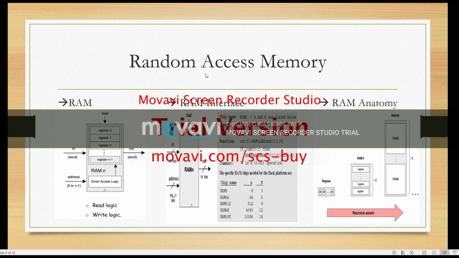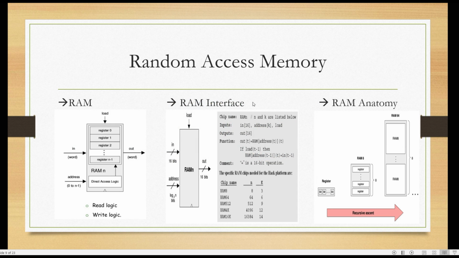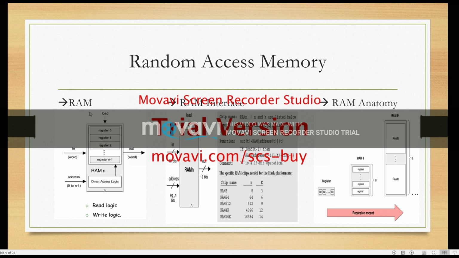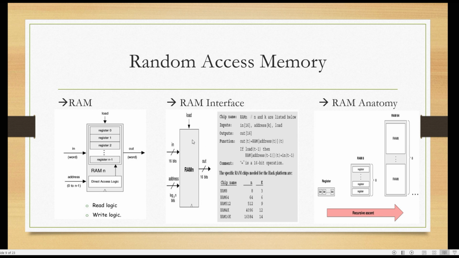Random access memory, or RAM. Here we have the RAM interface, RAM, and RAM anatomy. As we know, RAM has read logic and write logic: we can read from the RAM and we can write into the RAM. This is how the RAM looks. The RAM interface is here, and the RAM will be there. If you write anything, it will come out; the input and the output have the same bits. We load the data here, and the address is given here.